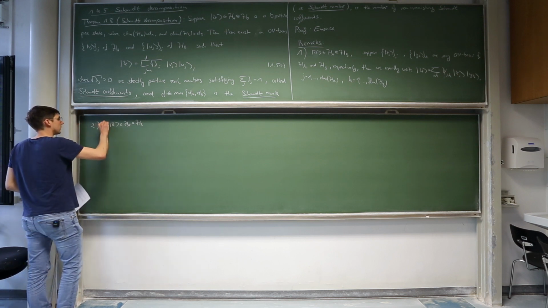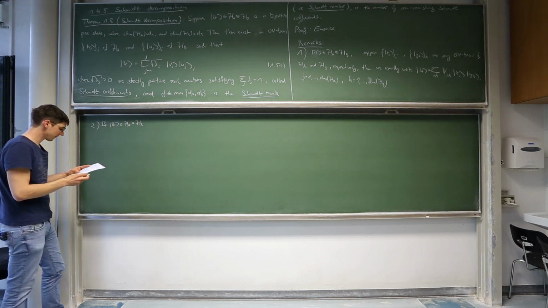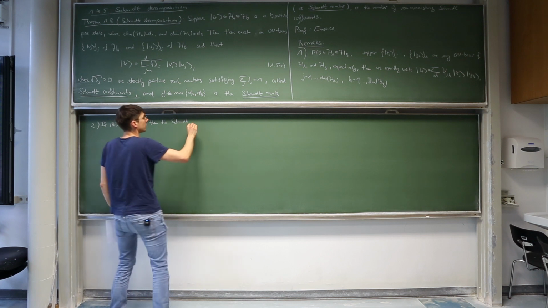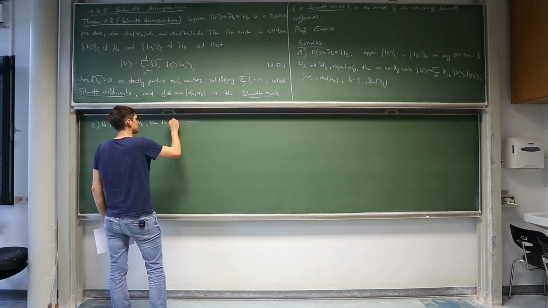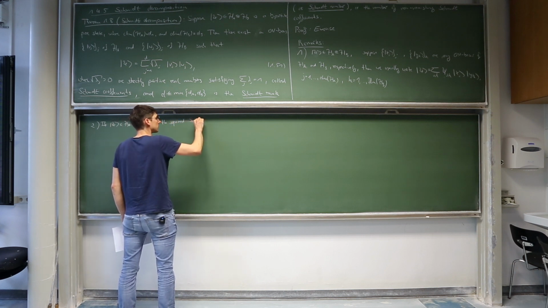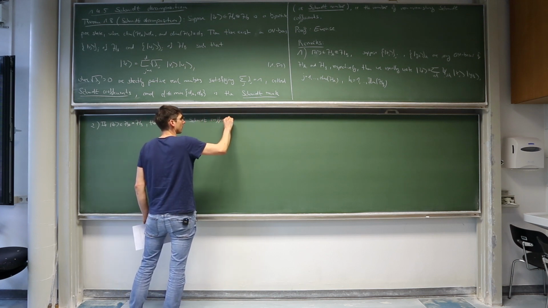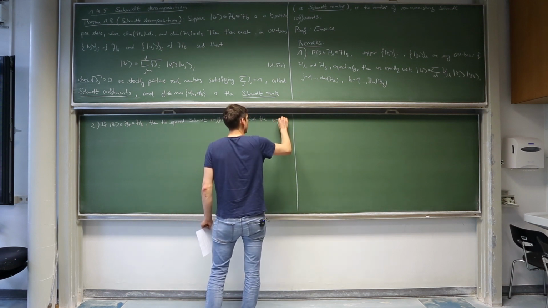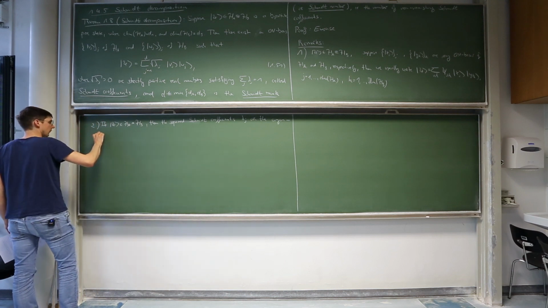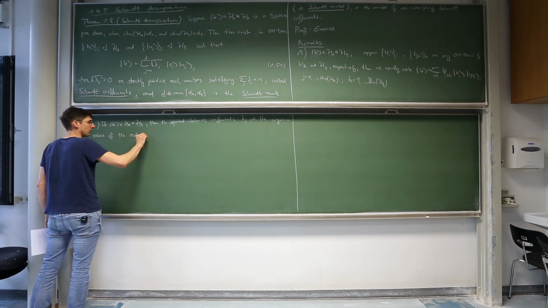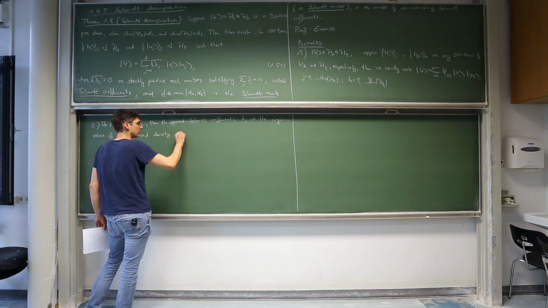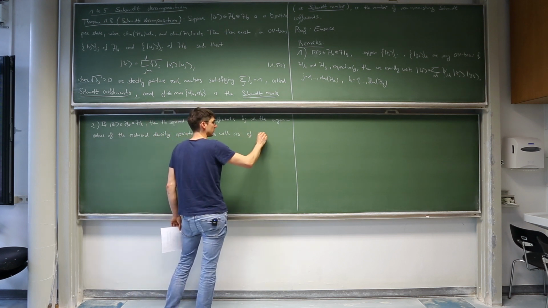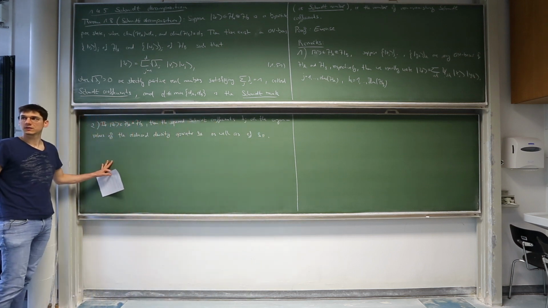Okay, so if psi is in HA times HB, then the Schmidt coefficients, actually the squared Schmidt coefficients lambda j, are the eigenvalues of the reduced density operator rho A, as well as of the reduced density operator rho B. Okay, and this we can prove.